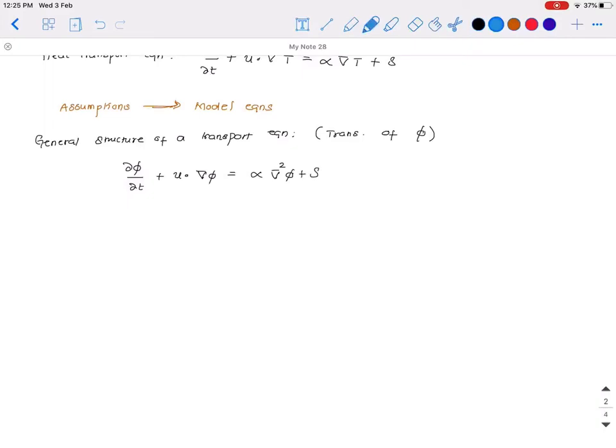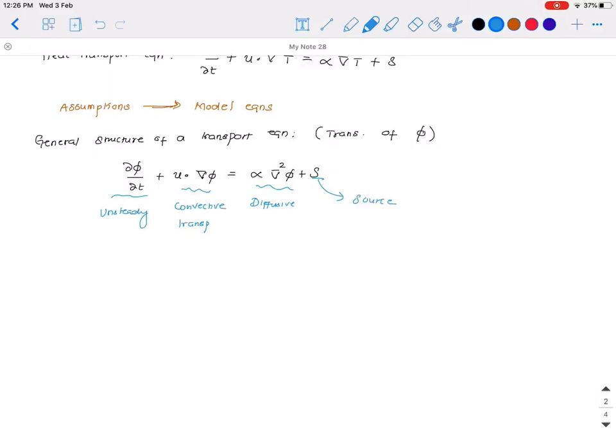This is the unsteady term, and this is convective transport. This is diffusive transport, and this is the source term. This is the general structure of any transport equation. It can be transport of mass, momentum, or energy, or any passive scalar. It will have a general structure like this.